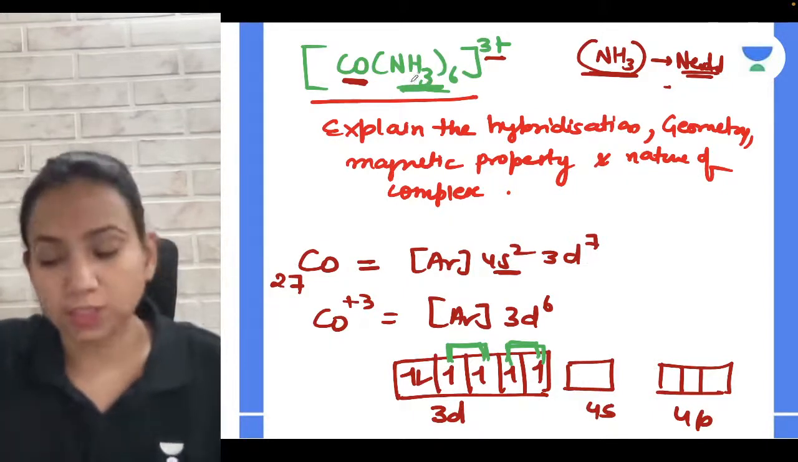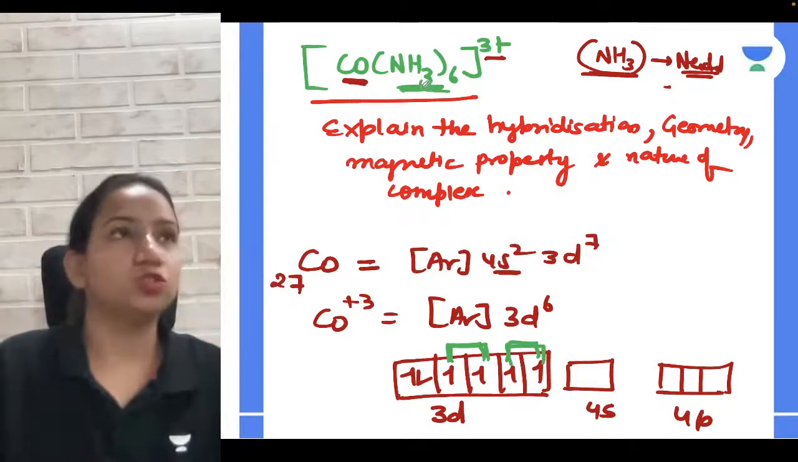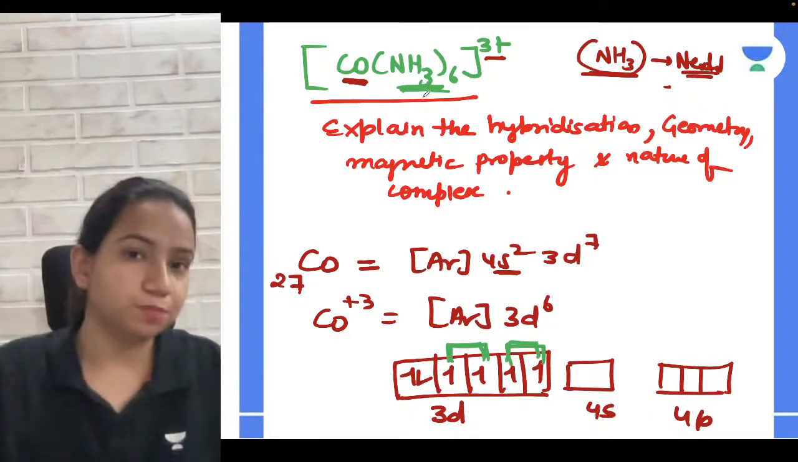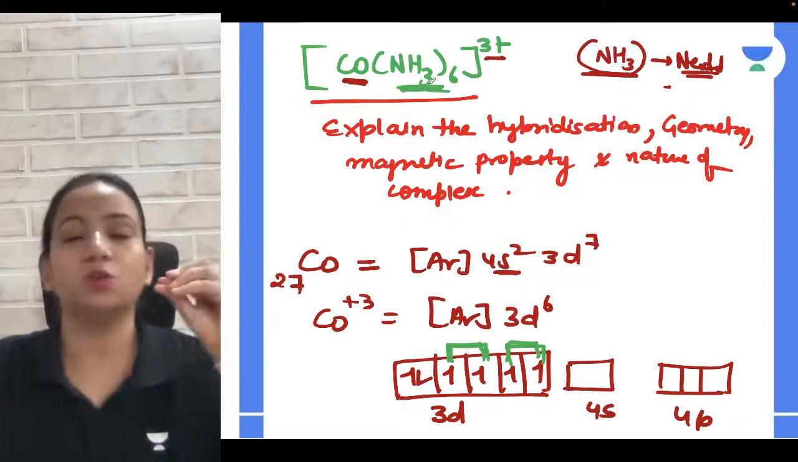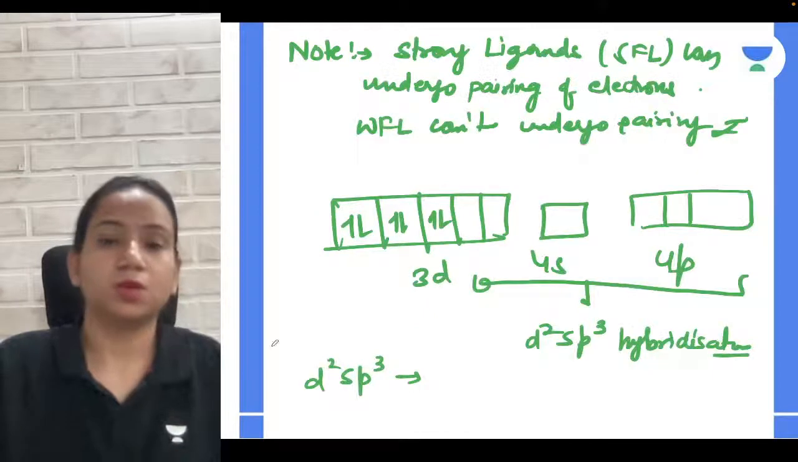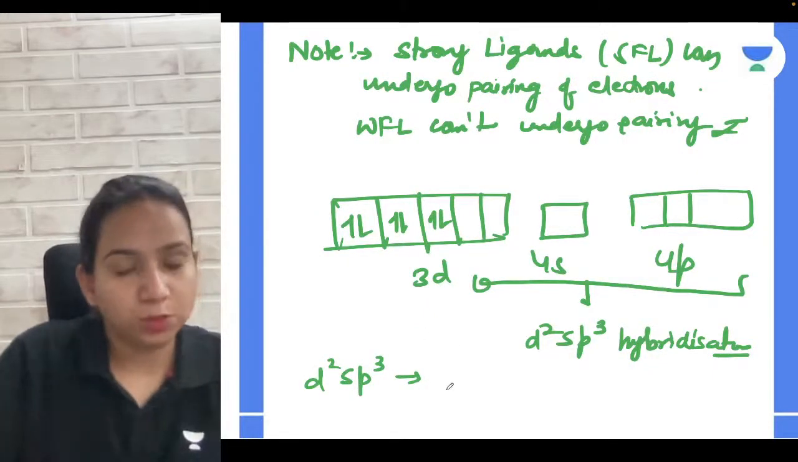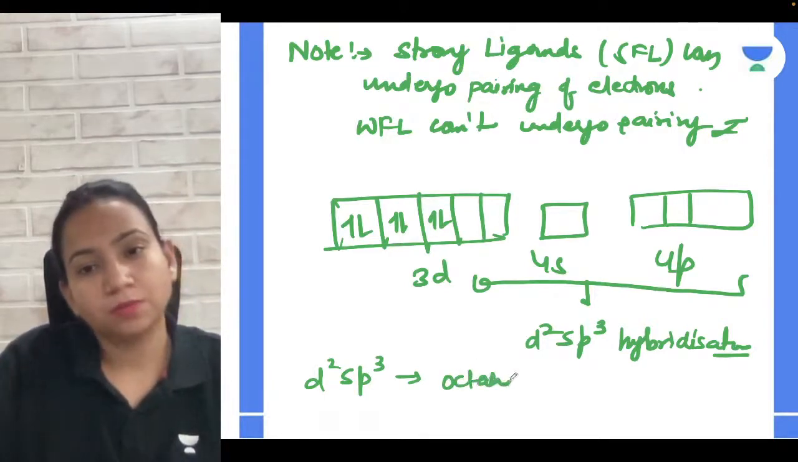How will we find out whether it's sp3d2 or d2sp3? With the help of the strength of the ligand. If it's a strong ligand, it will undergo pairing, and the inner d orbital can also participate. If it's a weak ligand, it won't undergo pairing, so the inner d orbital won't participate in the bonding. Simple. So you will get d2sp3 hybridization, and the geometry will be octahedral only.